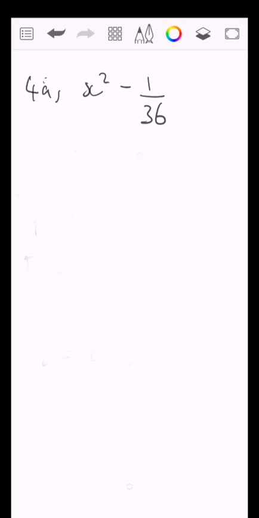Kana tichiti algebraic expression, tiri kutaura pamusoro pe expression ino contain an unknown kana kuti a variable. For example, x squared minus 1 over 36. Saka question yedu yati tite factorize completely. How are we going to factorize x squared minus 1 over 36? We are going to employ a very important technique in factorization. Zita racho inonzi difference of two squares. The difference of two squares.